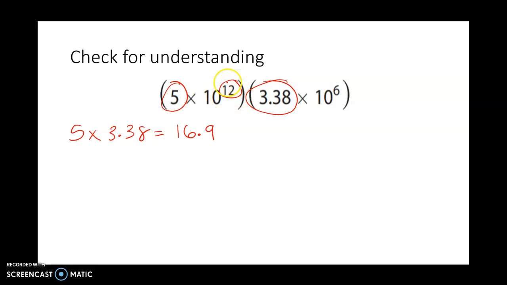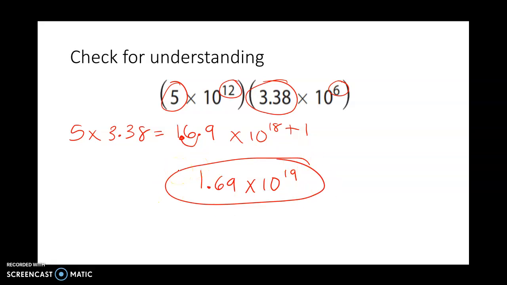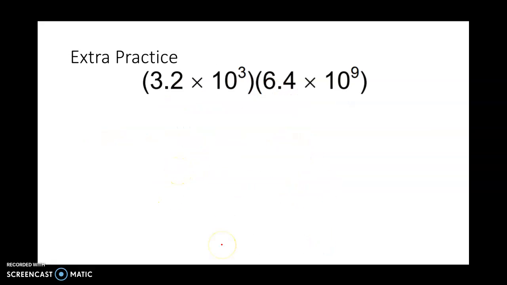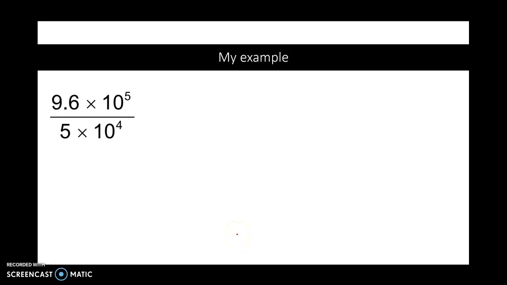Then I'm going to add my exponents here because we are multiplying. So we got 12 plus 6 is 18. So I got 16.9 times 10 to the 18th. But remember, we have to move that decimal, so I'm going to add 1. So it's going to be 1.69 times 10 to the 19th power. Final answer. Great job. Let's do a dividing problem.